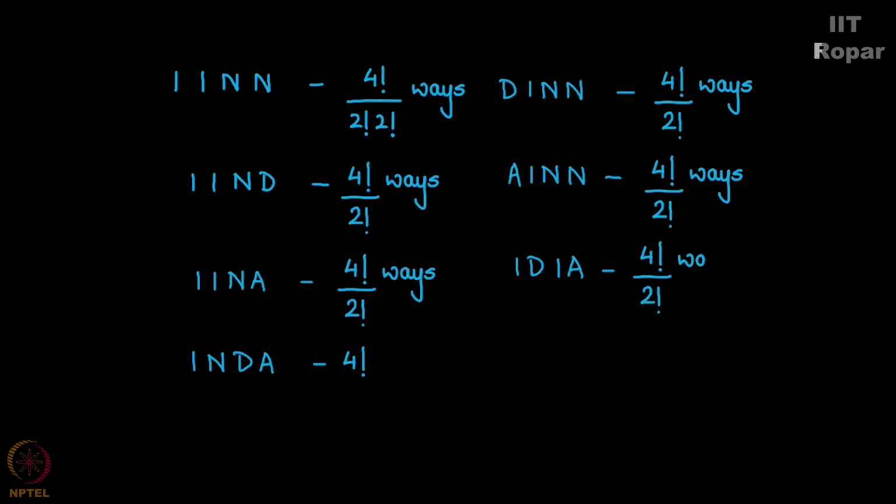IDIA, 4 factorial by 2 factorial ways. DANN, 4 factorial by 2 factorial ways. This is all possible picking of 4 letters from Indian and trying all possible permutations of these 4 letters. Sum total is the answer that we want. So what is the sum total? Let me write this down.